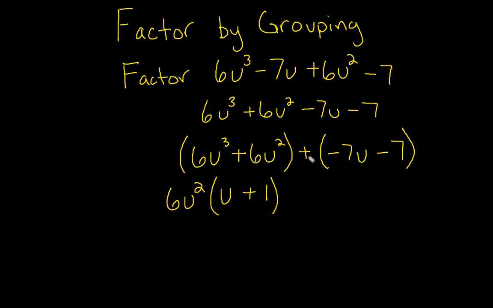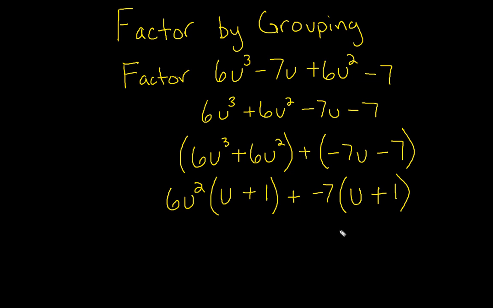Over here, we are going to do the same thing. We've got to factor out a common term. Well, I see that negative 7 is a common factor. So we're going to factor negative 7 out of there. So we factor out negative 7, and that leaves us with just u. And when we factor out negative 7 from negative 7, that leaves us with a positive 1.